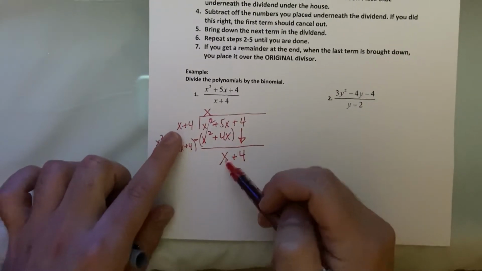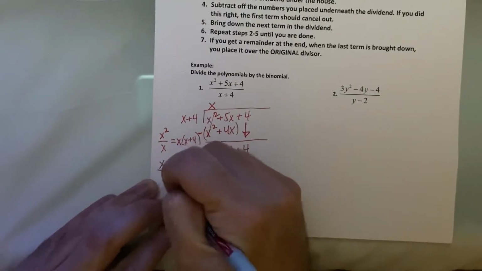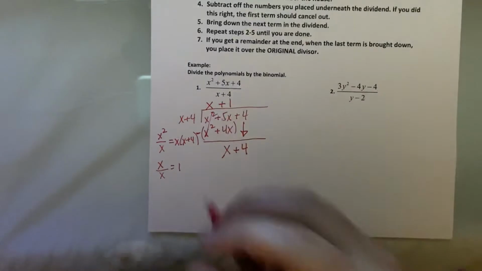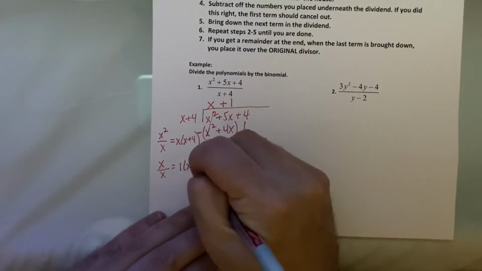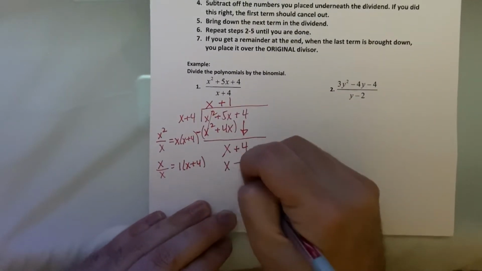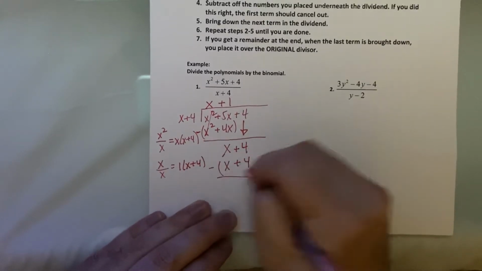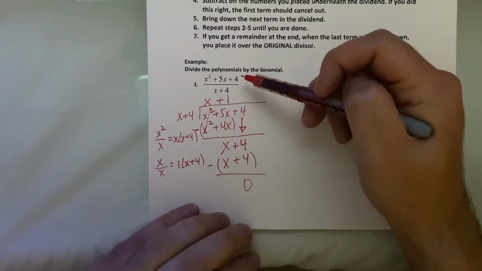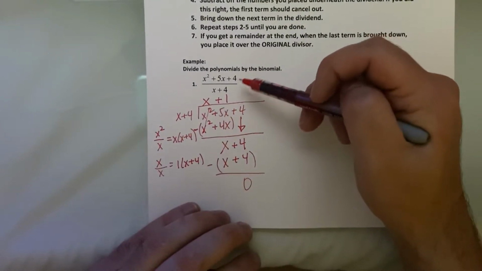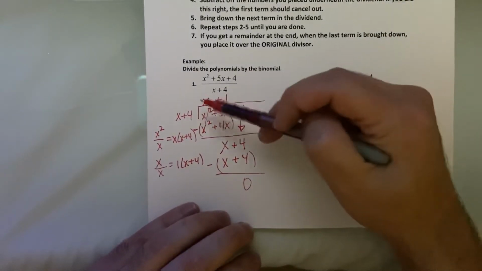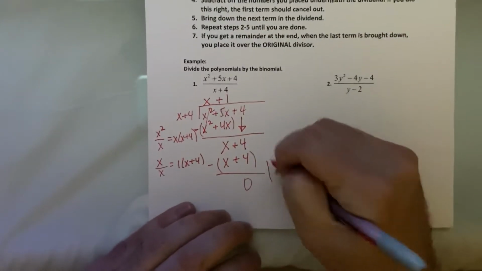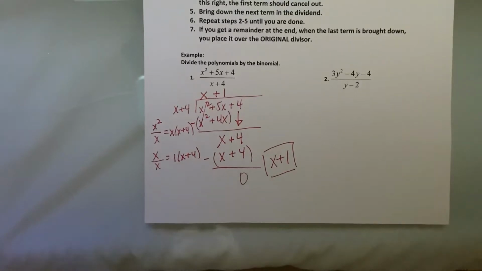Now, what's my leading term? X. So what's x divided by x? 1. So I put the 1 up there. Now 1 is again multiplied by the x plus 4 on the outside, so we put x plus 4 here and we subtract. X plus 4 minus x plus 4 is 0. So the whole thing, x squared plus 5x plus 4, divided by x plus 4 is whatever ends up in the numerator up here, which is x plus 1. Since this one didn't have a remainder, it was nice and easy.